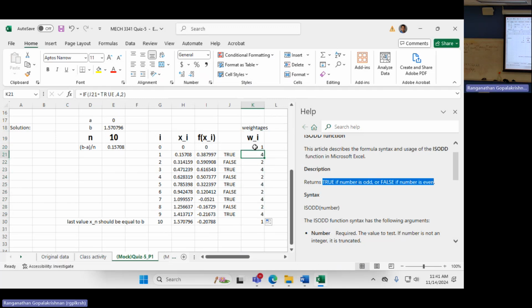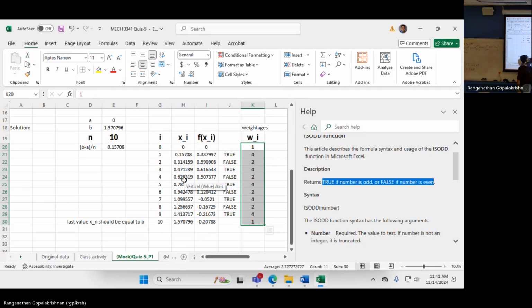Check this out. I'm getting this cell to be 4, this cell to be 2, as odd and even. Okay, I kind of went quickly, so I'll give you a minute to do this and get up to here. Then we'll proceed.